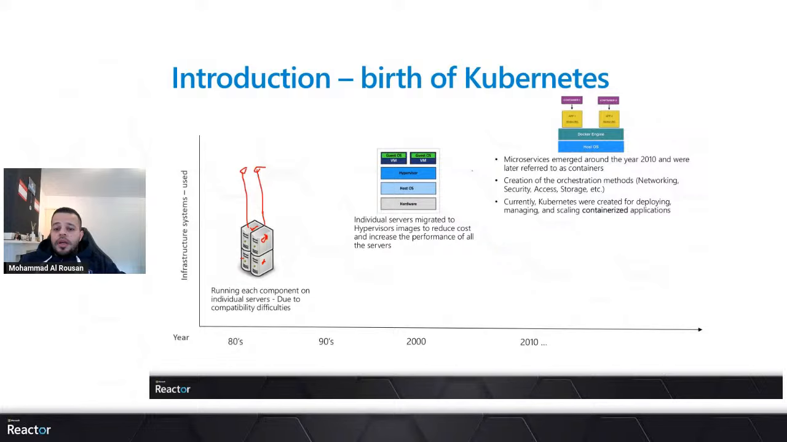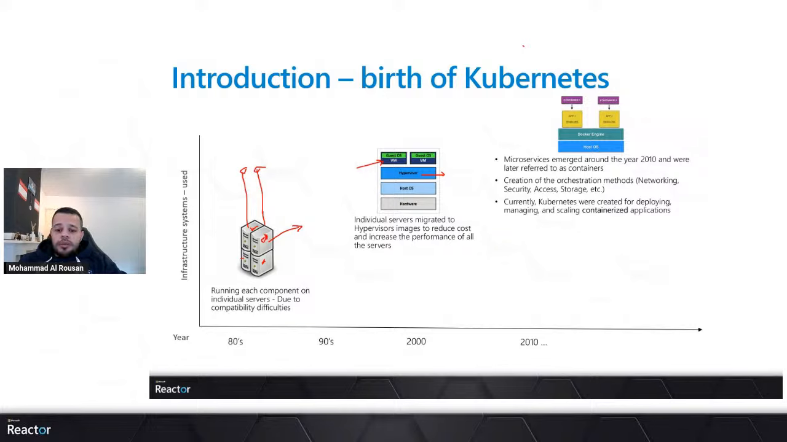Then, at the beginning of 2000, individual servers were migrated to hypervisor images. So we started migrating or moving these physical servers to virtual machines on a hypervisor, either Hyper-V, Citrix, or VMware hypervisors. And this helped reduce the cost and improve the performance for all the servers.